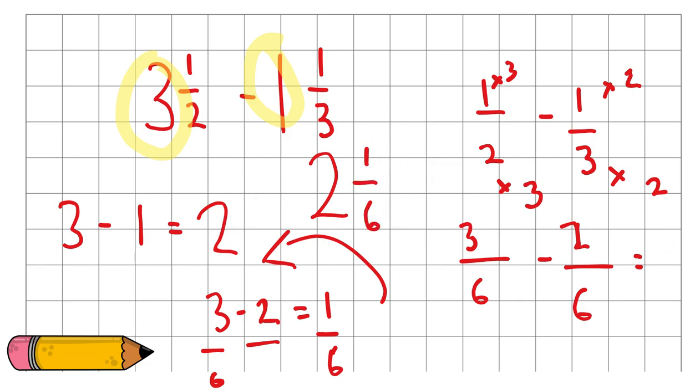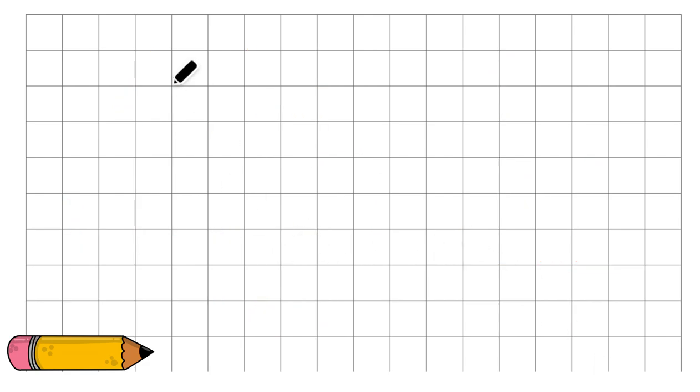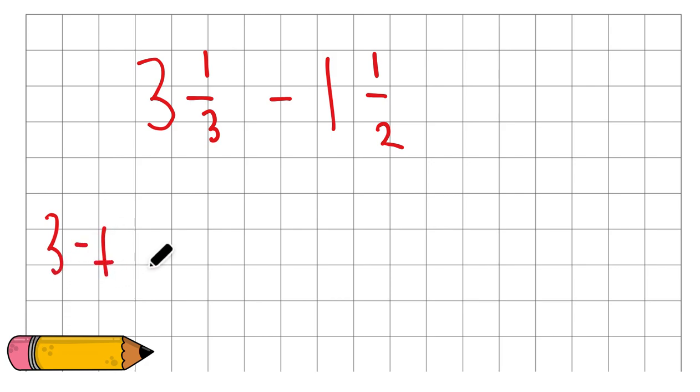Now this is very important because what do we do if, for example, that fraction is reversed and we had 3 and 1/3 minus 1 and 1/2. Now that's going to be easy. 3 take away 1 is 2. But hold on, 1/3 is smaller than 1/2.